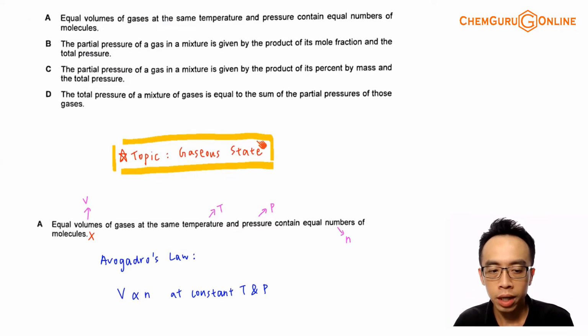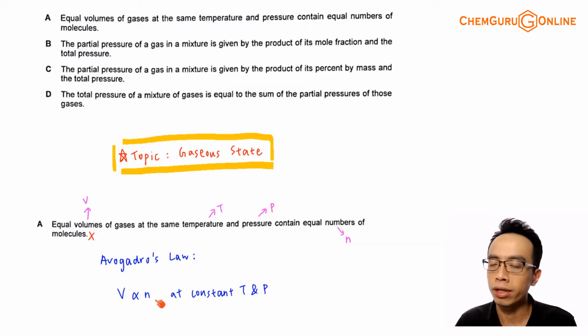So involving option A, equal volumes of gases at the same temperature and pressure contain equal numbers of molecules. Now actually there's such a law, but unfortunately this is not Dalton's law, this is Avogadro's law. So Avogadro's law basically says that if the temperature and pressure is constant, then equal volumes of gases will contain equal numbers of molecules, or the volume of a gas is directly proportional to the number of moles of gas when temperature and pressure is constant. So this is actually a correct concept. It is just that it is not Dalton's law, so therefore option A will not be the correct answer.